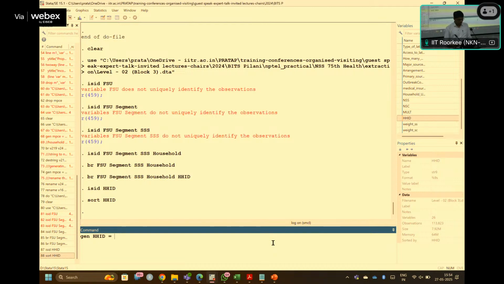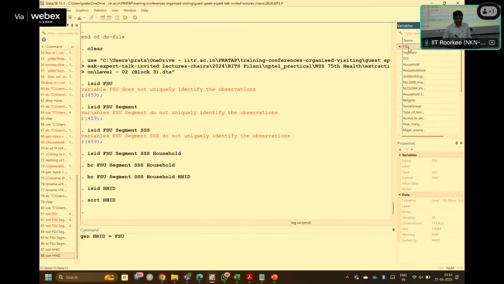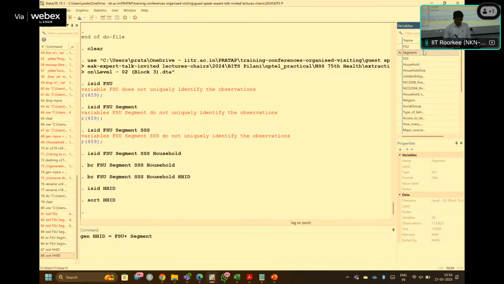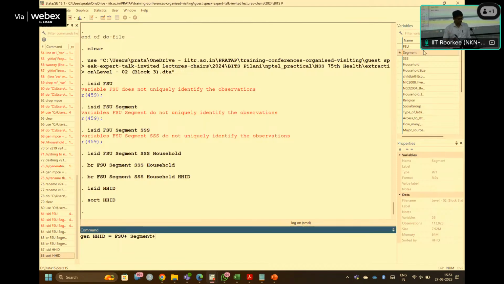HHID is equal to this plus this FSU, FSU, then segment, this plus this plus this, and these four variables. So this will be generated. Fine. The next step is to sort it and then save this data set.